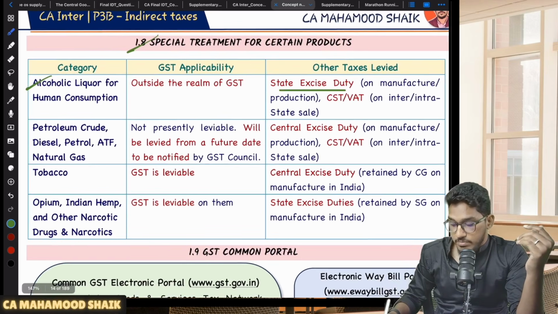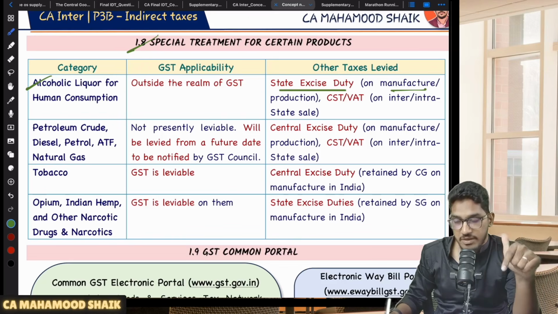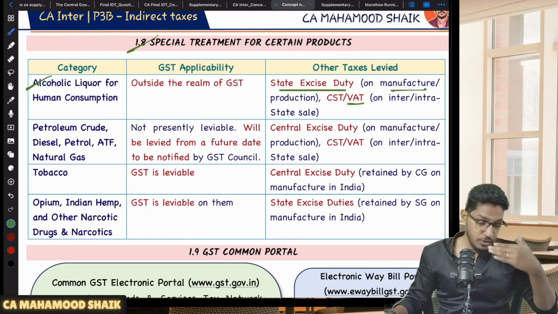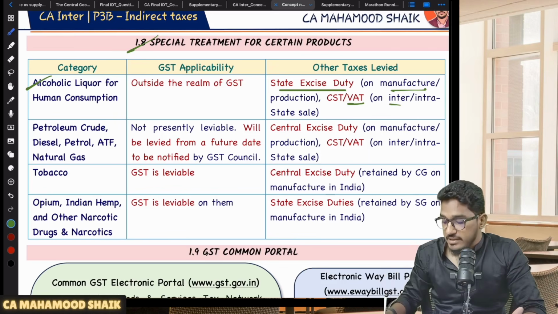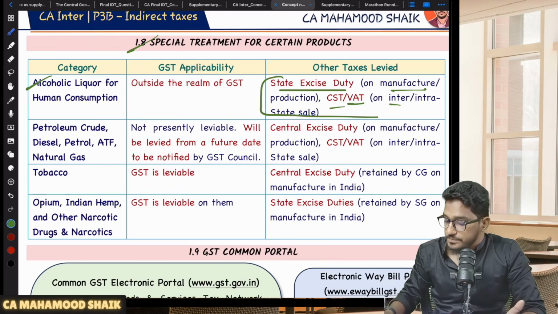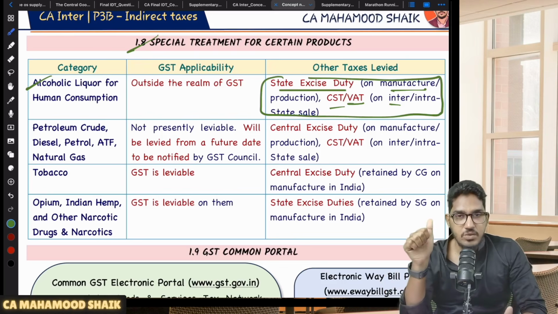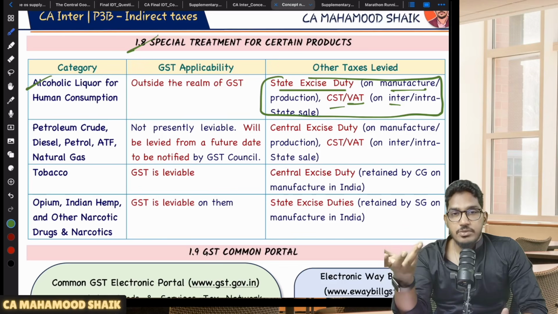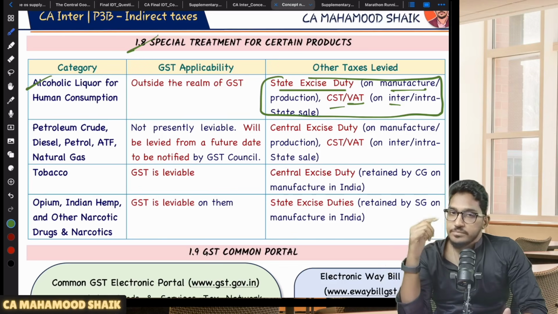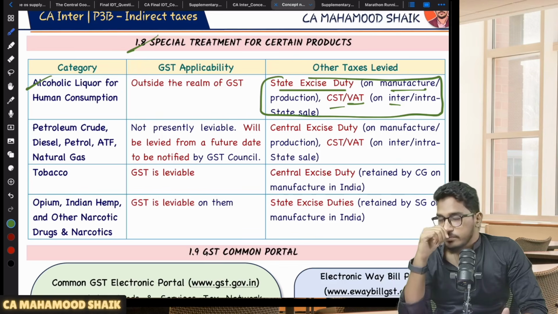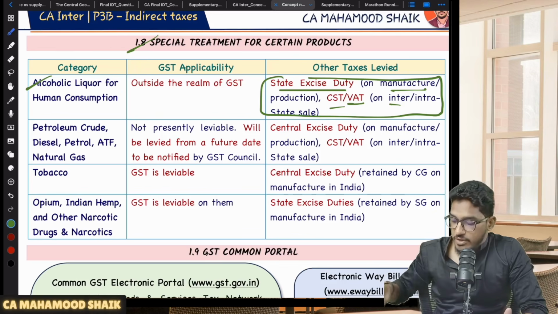State level excise duty will be imposed. Whenever it is getting manufactured, the state government will impose excise duty. And whenever it is sold within the state, VAT will be imposed by the state government. Sorry, if it is sold interstate, then CST will be imposed. That means old indirect tax laws will become applicable. So when it comes to alcoholic liquor for human consumption, number one, it is outside of the GST purview. Number two, state level excise duties are imposed when it is manufactured, and when it is sold, depending on whether it is interstate or intrastate, CST or VAT will be imposed.